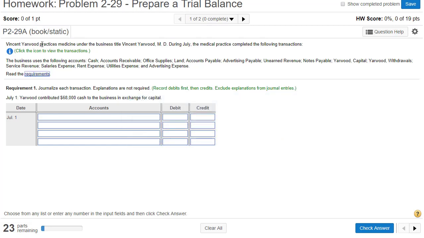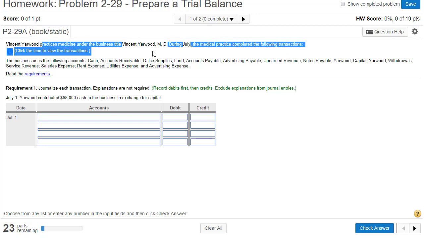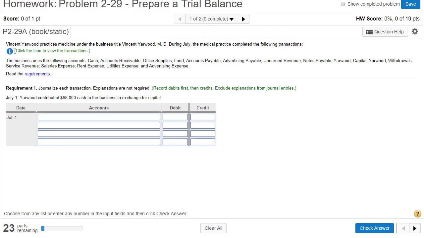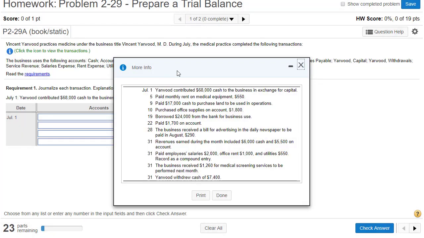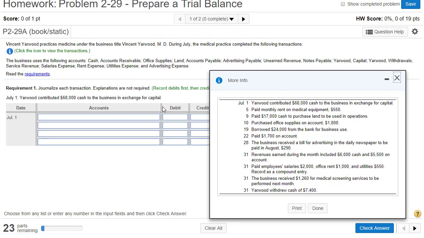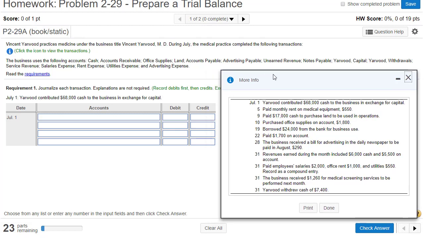So Vincent Yarwood practices medicine under the business title Vincent Yarwood, a medical doctor. During July, the medical practice completed the following transactions. So we have to click on here to open up our transactions. Now notice the transaction is also explained right here too. So we've got Yarwood contributed $68,000 cash to the business in exchange for capital. In other words, the owner invested $68,000 in cash in the business to start the business.